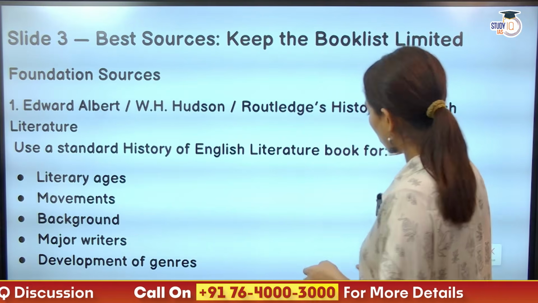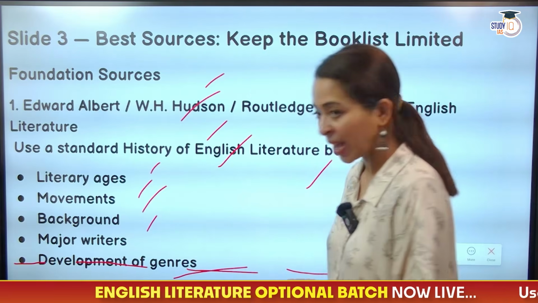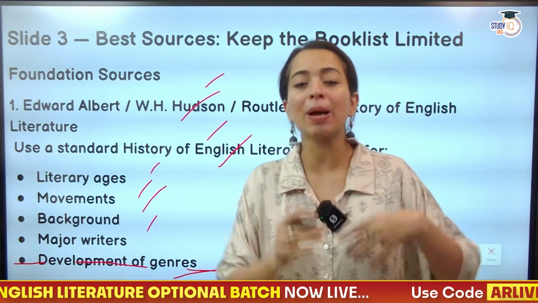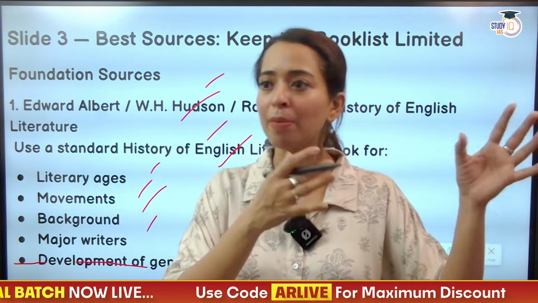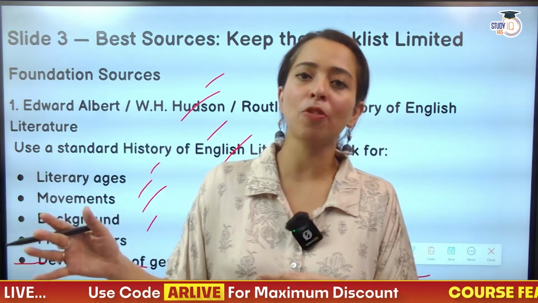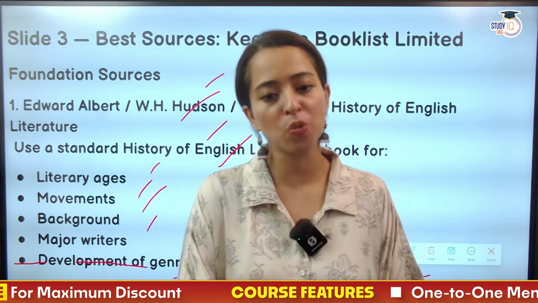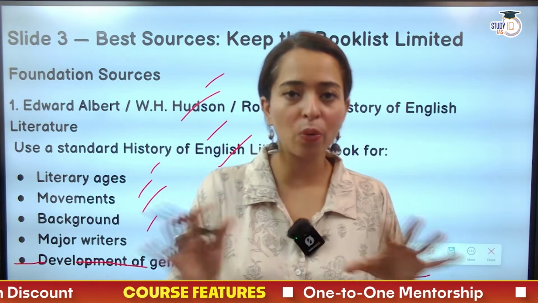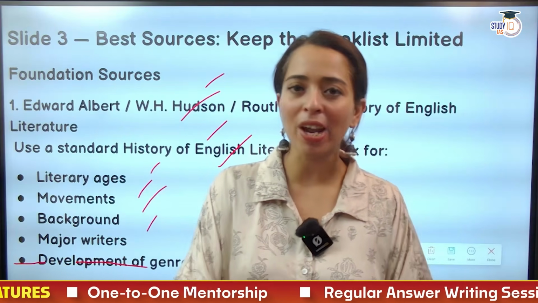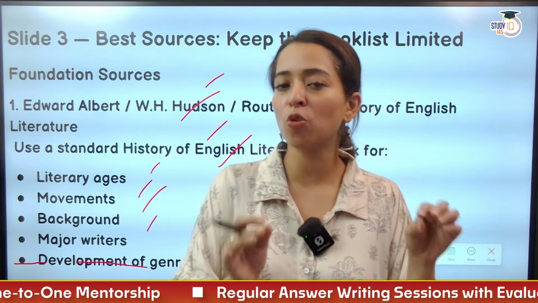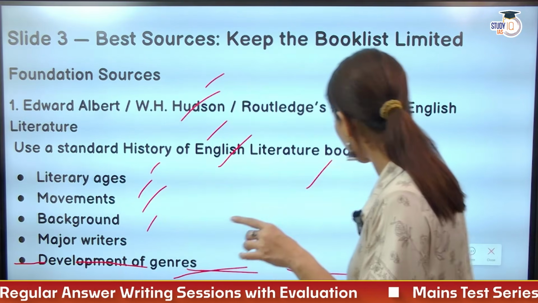So what will you get from these books? Literary ages, movements, background, major writers, development. I'm not getting anything from these books. I'm just recommending you because I am a PhD holder and I have qualified multiple exams of English literature. And for me, these are the books that I have summed up and tell all my students. Whenever anyone asks me anywhere, be it in colleges, universities, or LinkedIn, or online classes, offline classes, these are the 2 books I always recommend to my students, that if you want to know the history of English literature, go ahead with these 2 books.